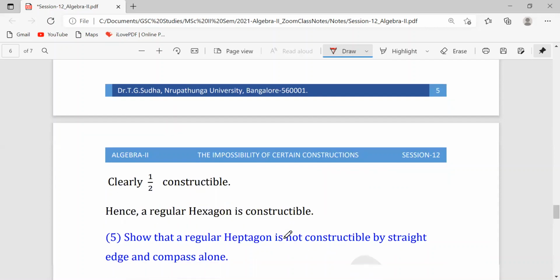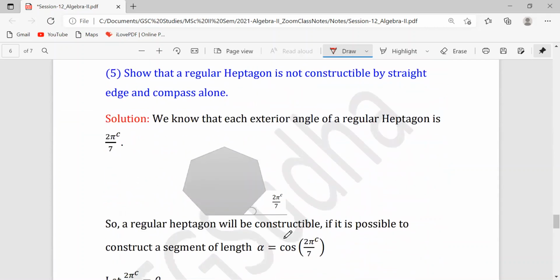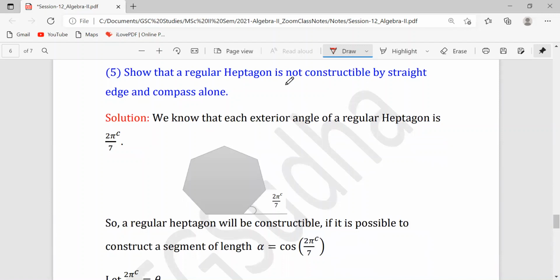Now let us move on to the next example. Show that a regular heptagon, that is a 7-sided regular figure, is not constructible by straight edge and compass alone.